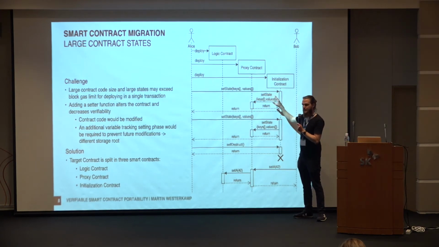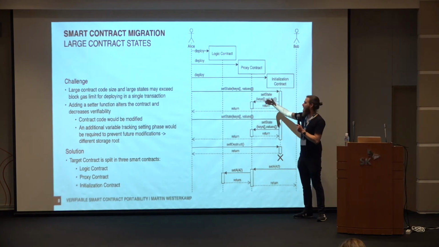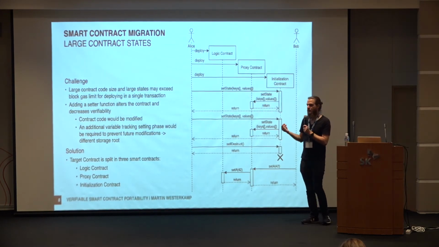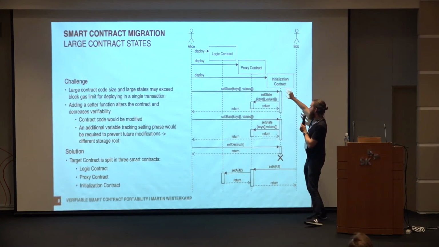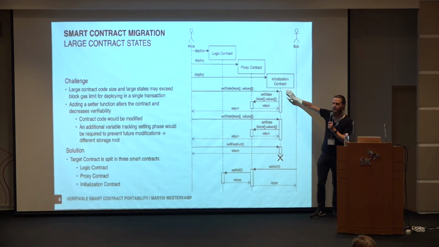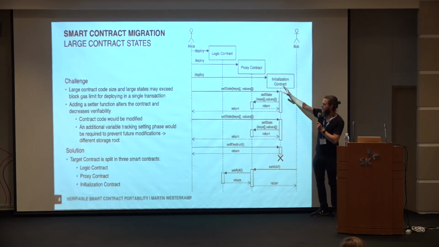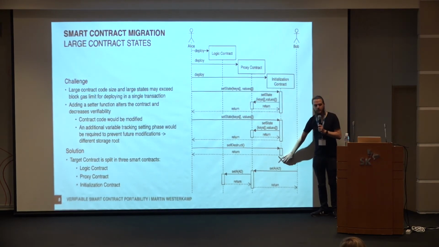for setting the state, and the initialization contract itself calls the proxy contract, and here again the setState function, but the setState function in the proxy contract checks who is calling it, and only this initialization contract is authorized to do this call. So after the migration is finished, this initialization contract is being destroyed, so it cannot be changed or tampered with afterwards.